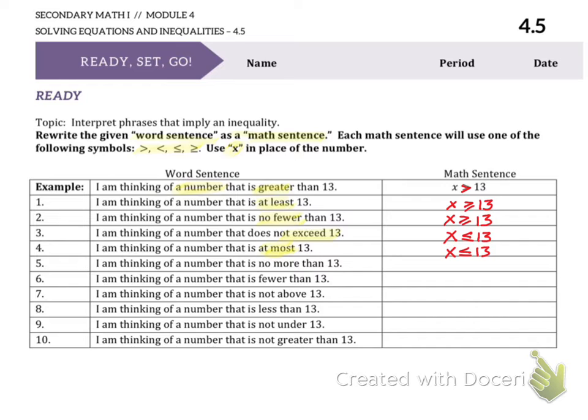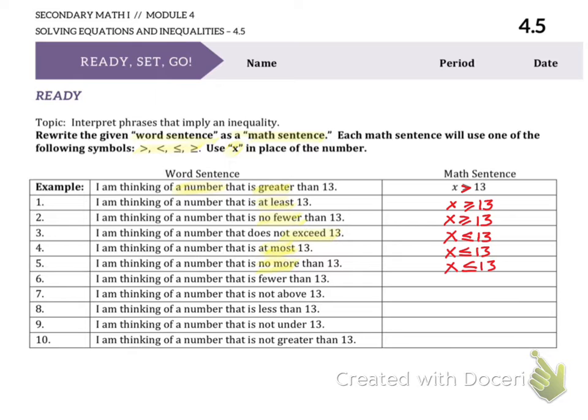Then next, I'm thinking of a number that is no more than 13, means up to 13 it can have the values but no more than that, means the values are going to be lesser than that. So I could say x is less than or equal to 13 because it can reach 13 but not more than that.